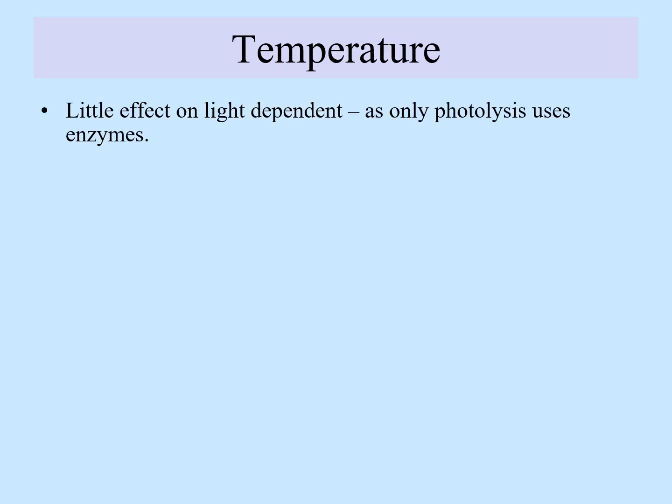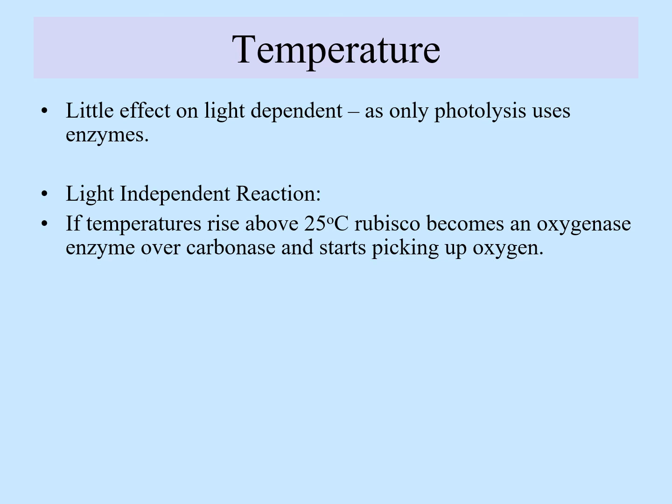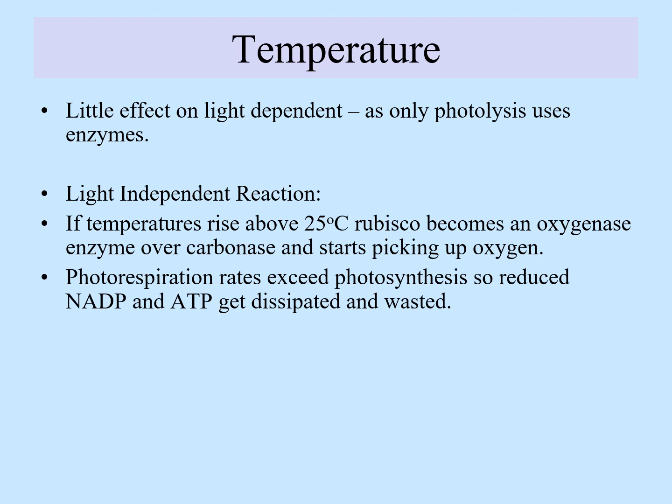Temperature, as we said, has little effect on the light dependent reaction, but for the light independent reaction, we just said about this idea of 25 degrees or above, where rubisco becomes what we call an oxygenase enzyme. Again, you don't really need to know this, but it could be asked in an exam and you might be able to analyse it. When photorespiration rates exceed photosynthesis overall, you end up wasting ATP and NADPH, so it's no good for anything really. The enzymes also can get damaged if you go above 45 degrees.